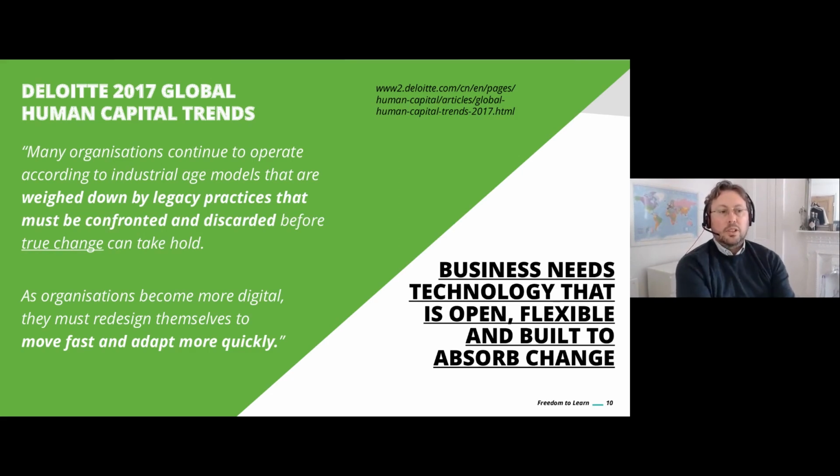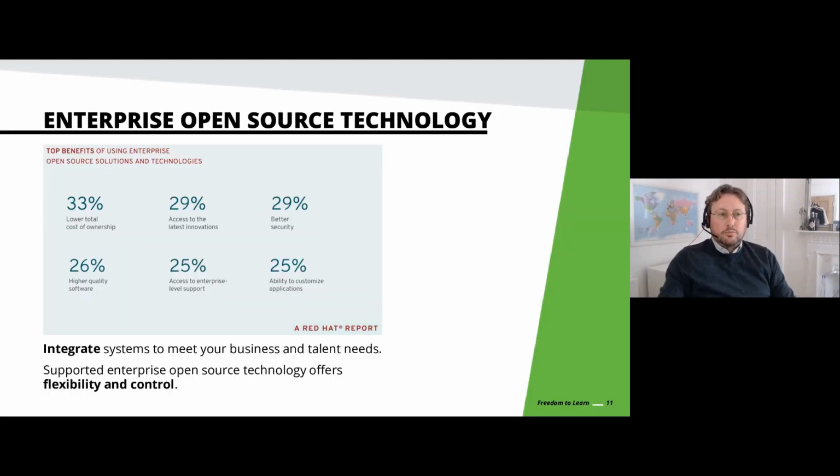If you want to be an organization that thrives in the future, then you need to be able to ensure that you can move fast and that you can adapt quickly. Now, this was some of the conclusions or recommendations made 3 years ago. We're really in that situation now. So the technology decisions that you make are really quite critical to supporting that shift and that change. And open technology, flexible technology, technology that's built to absorb change is really quite essential to a foundation, really, to enable you to move forward in that way.